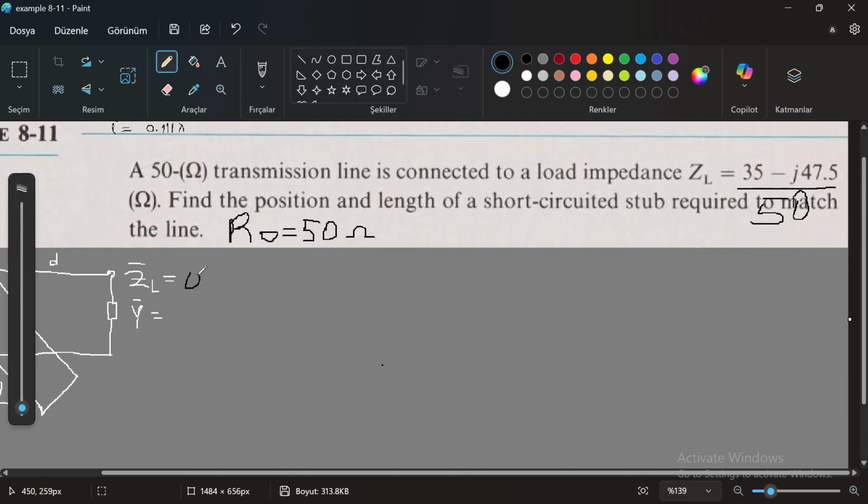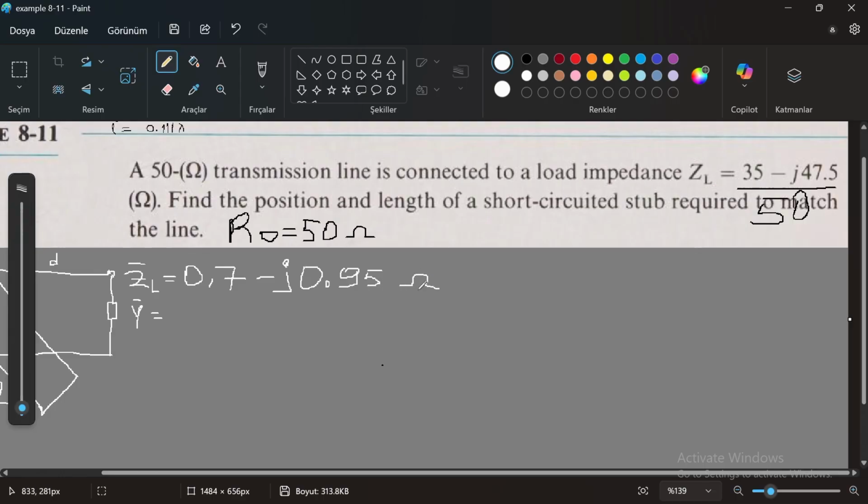Okay, I am dividing by 50 to find the normalized load impedance. It is 0.7 and minus j. Again, if I divide this value 47.5 by 50, it is 0.95. So 0.95.